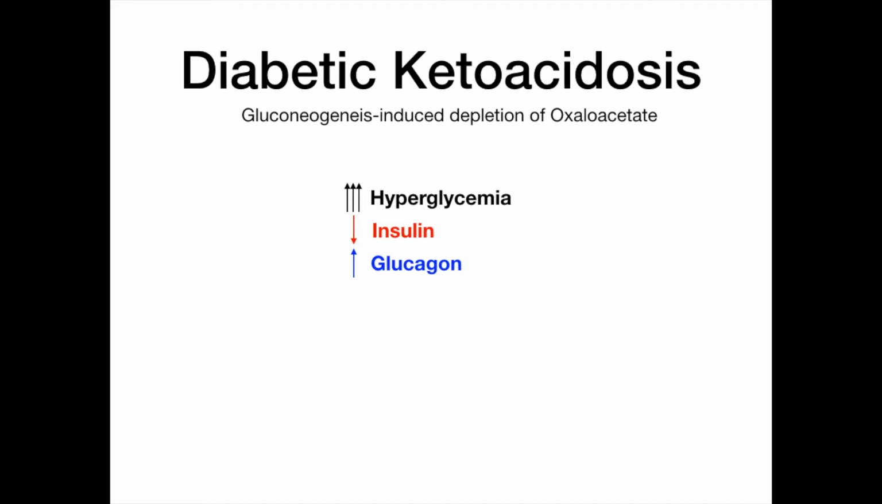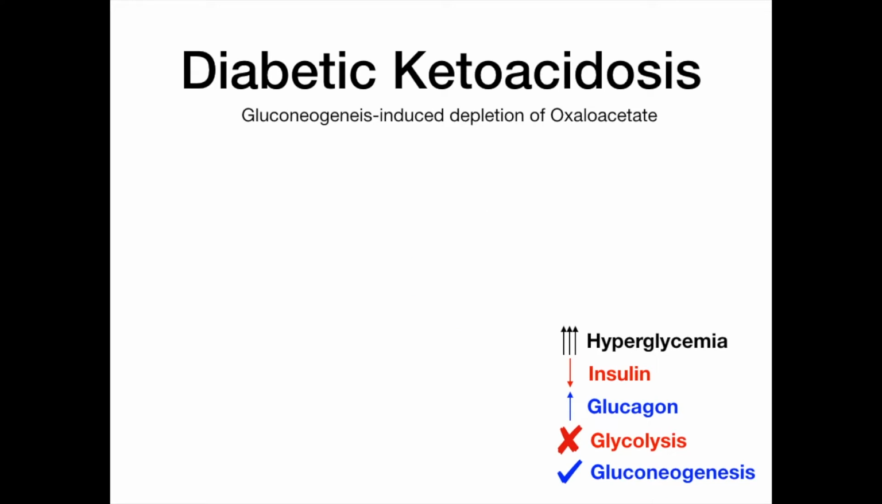Now consider for a second what happens to glycolysis and gluconeogenesis under these conditions of low insulin and high glucagon. Because insulin is down, glycolysis is not taking place. And because glucagon is elevated, gluconeogenesis is taking place. So over time, due to profound hyperglycemia in DKA, low levels of insulin will inhibit glycolysis, and elevated glucagon levels will promote gluconeogenesis. So if we take this set of conditions and slide it to the bottom of the slide, let's look at what happens in gluconeogenesis and the TCA cycle.